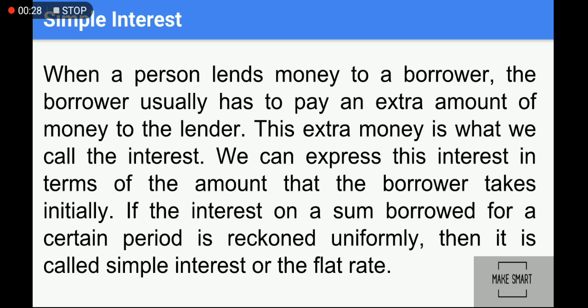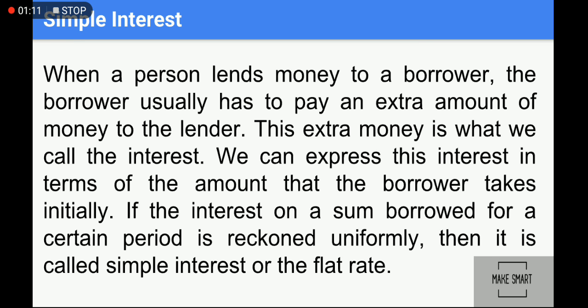We can express this interest in terms of the amount that the borrower takes initially. If the interest on a sum borrowed for a certain period is reckoned uniformly, then it's called simple interest or flat rate. I think you can understand this. Let's say you lend 100 rupees to your friend. This is the principal amount, the main amount you lend to your friend, on the condition that when your friend returns this money to you, he gives you 10% interest on it per year.